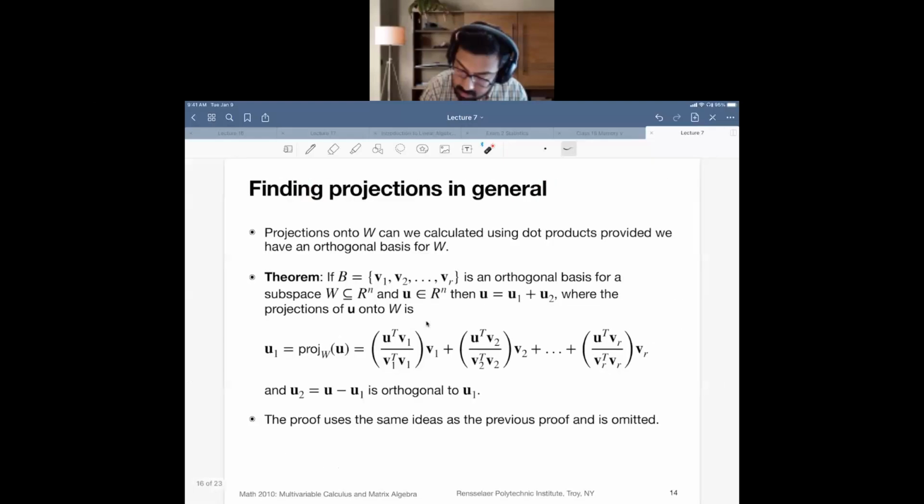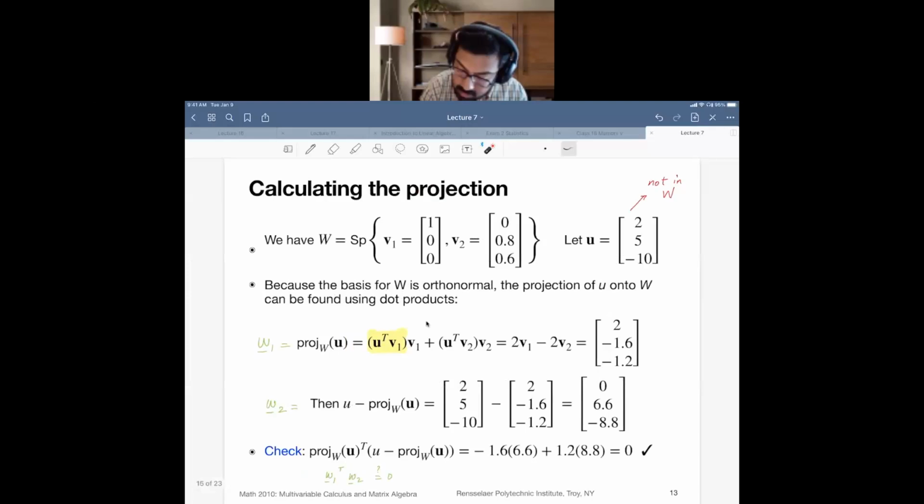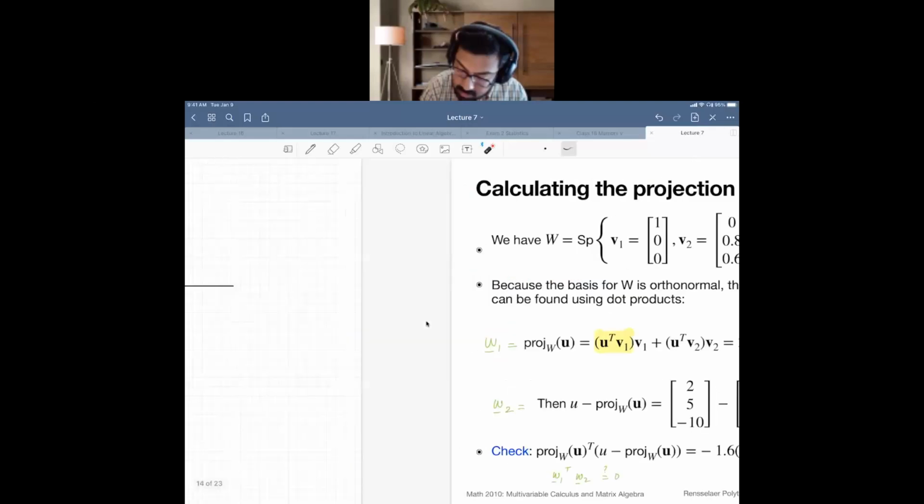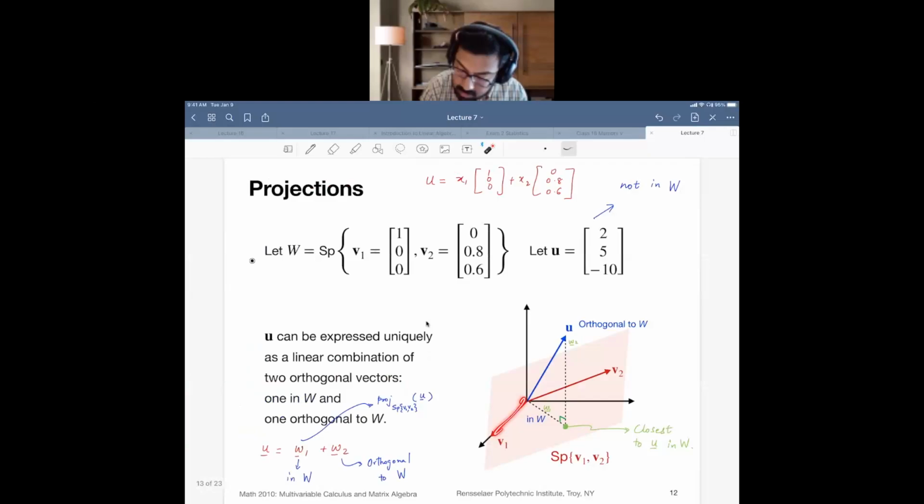All right. Now, that was good. That was good for what? That was good for something that has only two vectors, right? So when you have, say, two vectors, then you get a span. The span will be a plane, right? So you will get a 3D. Then you have u, then you can project. That will work for the case where you have two vectors.